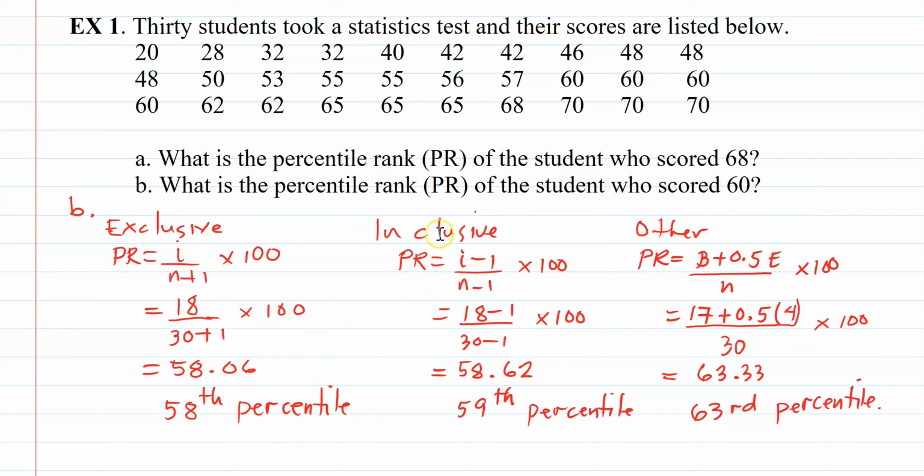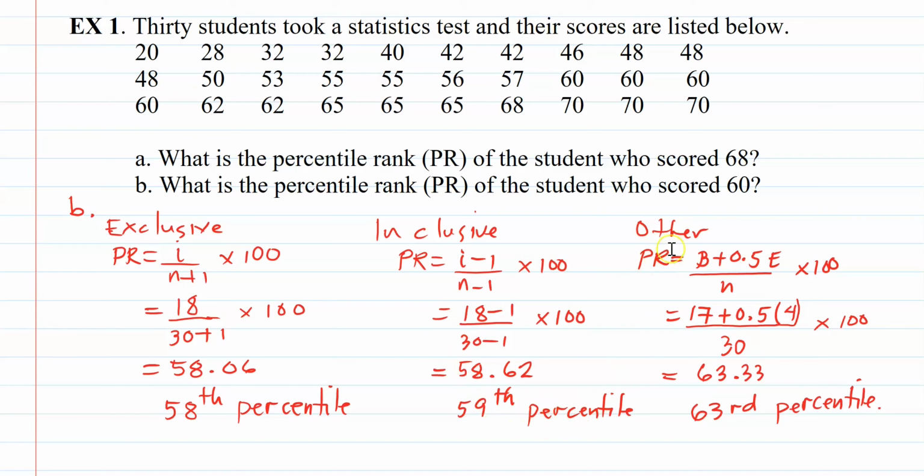Now using the inclusive method, our formula is PR equals I minus 1 over n minus 1 times 100. And again, our I is 18. So 18 minus 1 is 17. Our n is 30, so 30 minus 1 is 29. So 17 over 29 times 100 will give us 58.62. Rounding this to the nearest integer, it is equal to 59. So the percentile rank of the student who scored 60 using the inclusive method is the 59th percentile rank.